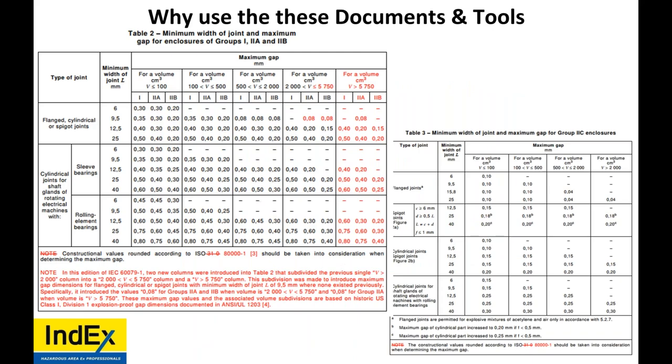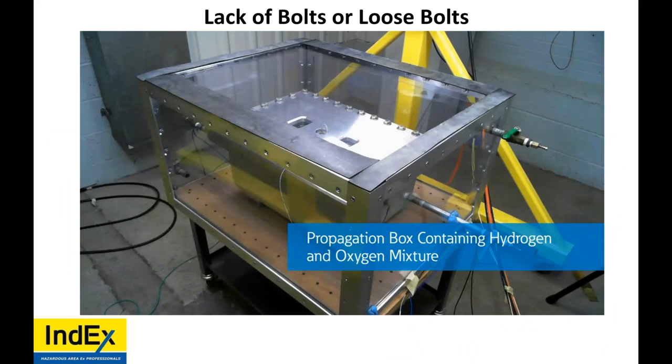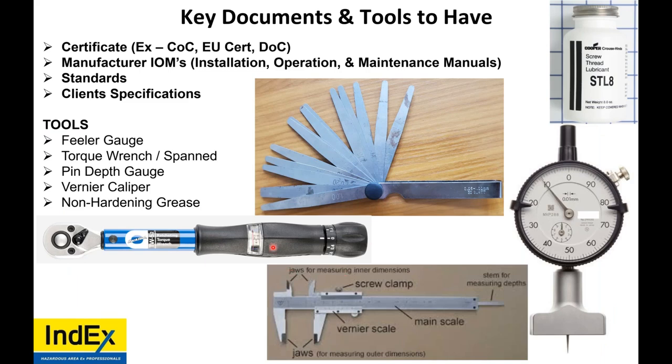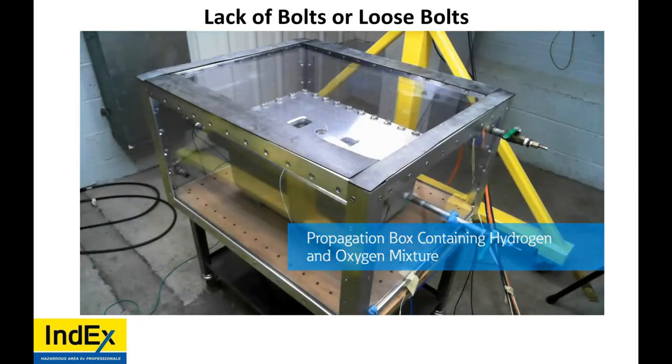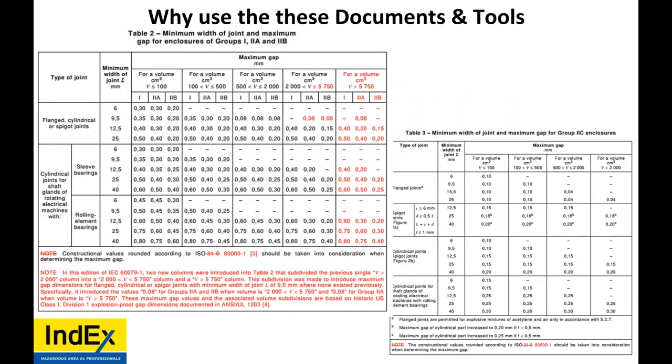Now, if we go back to the tools, why are we using a torque wrench? Why are we using feeler gauges? Why are we using a pin depth gauge? Well, the only way to measure a flame path is to compare it to the tables in 60079-1. These tables talk about the approved gap, the minimum width of the joint, and the gap between the cover and the body of the Ex d device. So I'm pretty sure that gap would be important to figure out during your inspections.